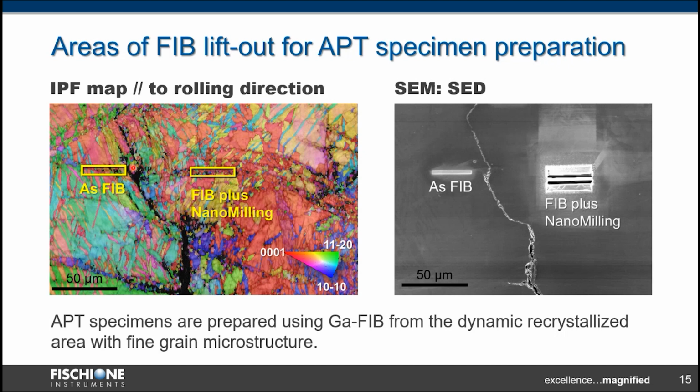So they are marked here. We lifted out several samples from this shear band area with the fine microstructure. We are targeting specifically the triple grain boundary junction to investigate the role of the grain boundary in the cracking mechanism in magnesium.